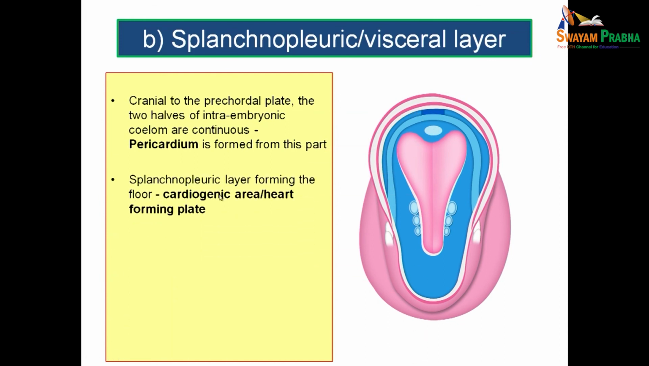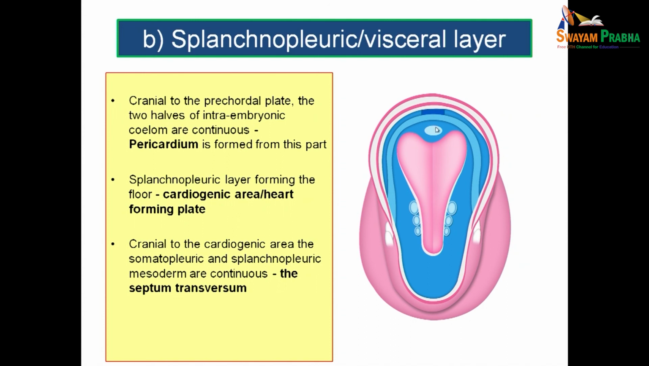Now the splanchnopleuric layer, which is seen on the floor of the pericardial cavity, is giving rise to the cardiogenic area or the heart forming plate. So in the pericardial cavity, the floor is formed by the splanchnopleuric layer, and it is from this layer that you have the formation of the heart tube. So the cardiogenic area or heart forming plate is seen in the splanchnopleuric layer at the floor of the pericardial cavity. Now cranial to this cardiogenic area, you can get these two layers becoming continuous.